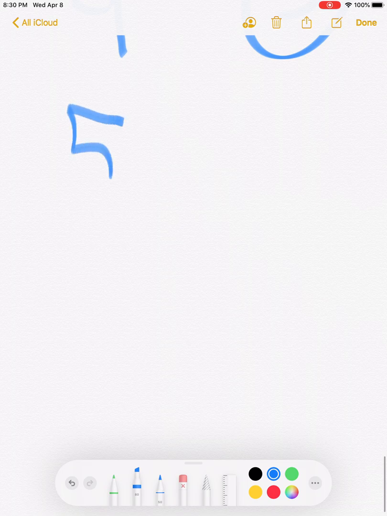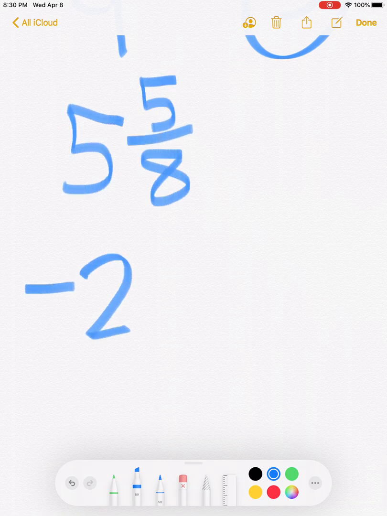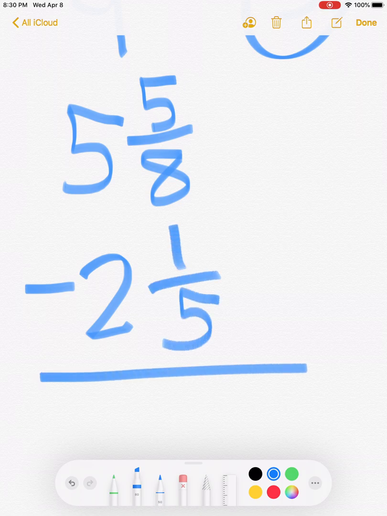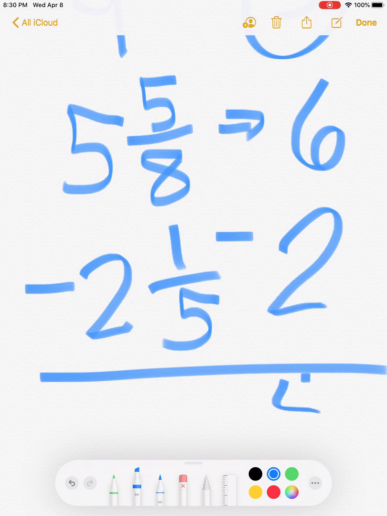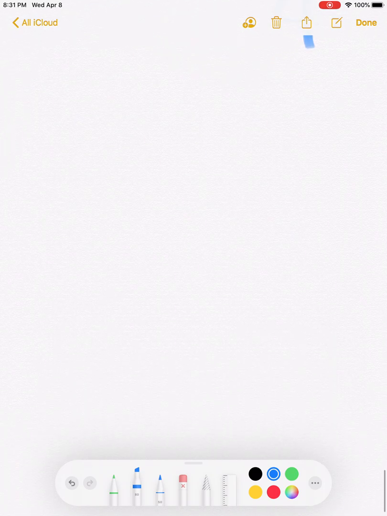Look at this problem. 5 5/8 minus 2 1/5. You have not learned to get the exact answer yet. That's for after spring break. 5 5/8 though can round to 6. And 2 1/5 can round to 2. 6 minus 2 is 4. Pay attention to the directions on the quiz. You'll be rounding, estimating, and getting the answer.